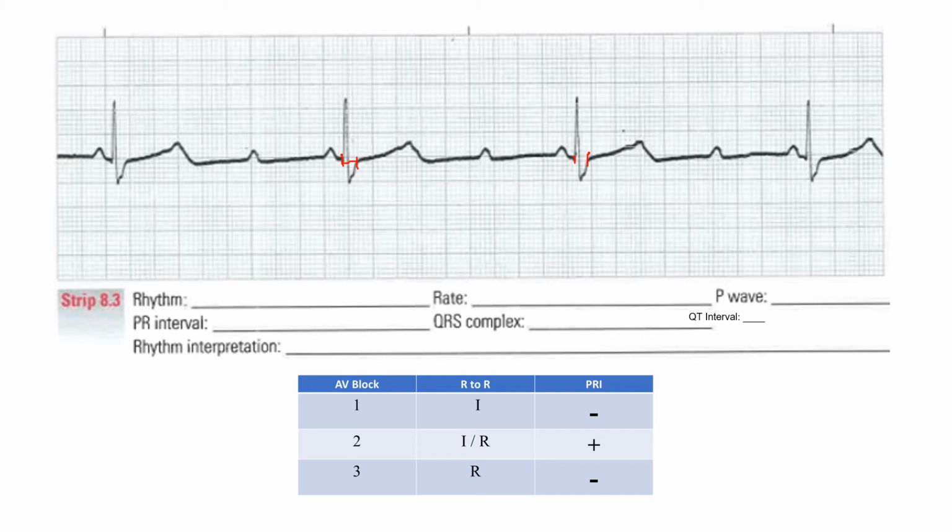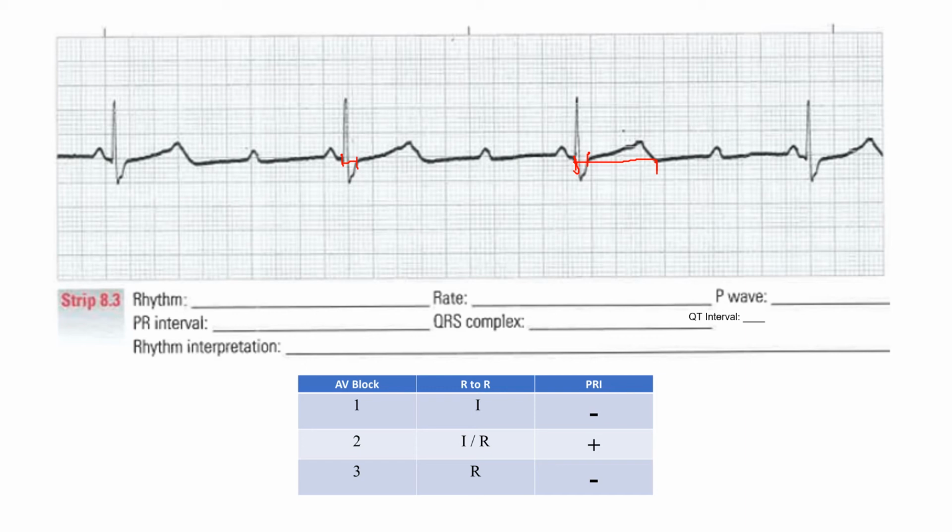Now don't forget if you did a QT interval, I'm going to measure from the beginning of the QRS to where the T wave comes down. It's pretty long, like 17 boxes. You're measuring all the way to the end of the T, which is about 0.68. And again, there are P waves hidden in those T waves.